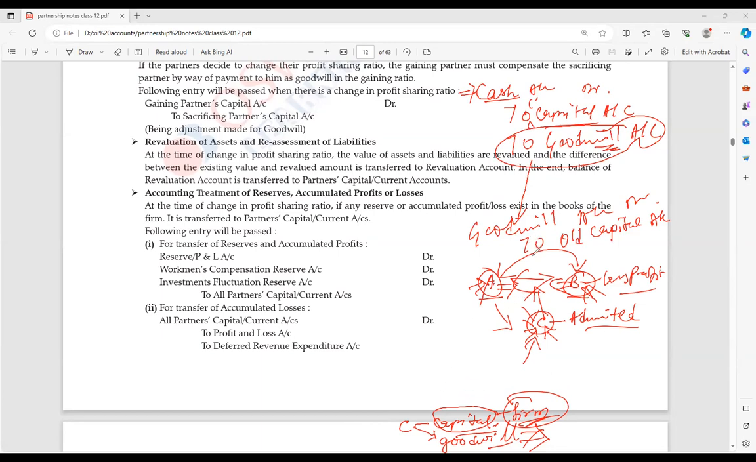After that, if they have withdrawn that goodwill, that should be seen from another point of view. We'll see how to deal with that. Clear? I hope you understood these things. You should not look at this entry now. When we calculate the gaining ratio and sacrificing ratio, only then can we show how these gaining partners come in and how the partners' capital accounts are debited and credited. That I will see. Okay?